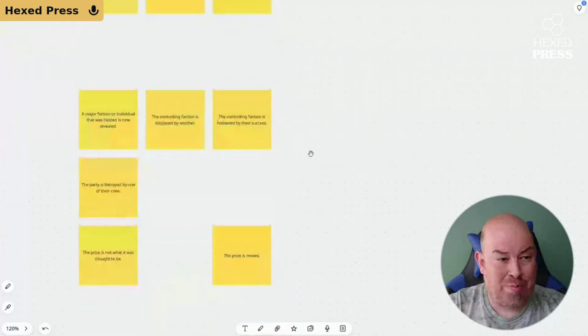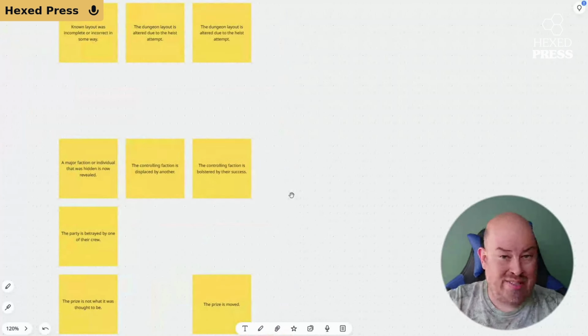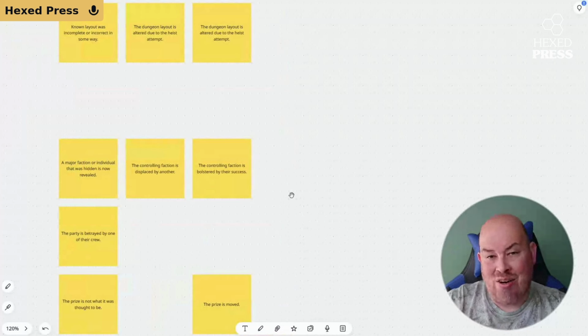Obviously, the prize would be gone. But if the faction is successful in beating off this attempted robbery, then probably they're going to be bolstered. They're going to gain renown. Maybe new followers will come. Maybe whatever they're pushing towards is going to be accelerated because they've shown real power in defending it.